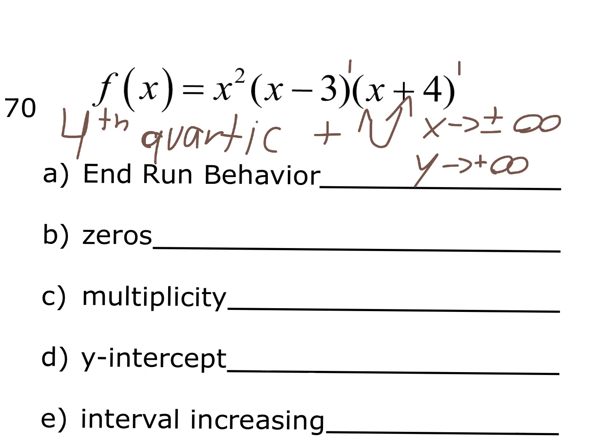Zeros, we have 3 zeros. We have zeros at x equals 0, x equals 3, and x equals -4.